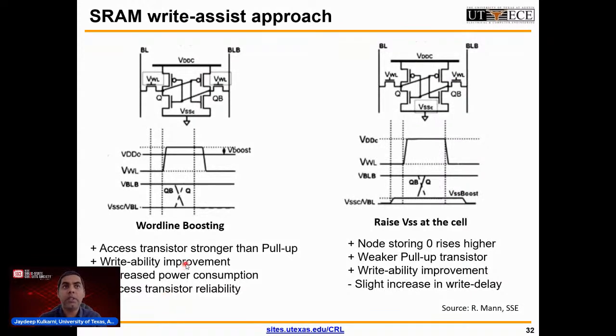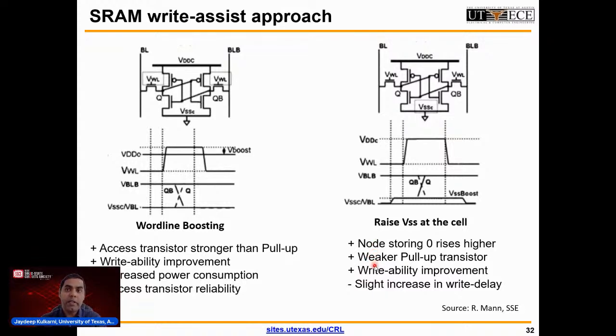The other approach is, instead of boosting the word line, what if we raise the VSS at this cross-coupled inverter pair? Because of that, the logic zero, which was initially represented at zero voltage, will now be represented with some raised voltage value. And as a result, it will be easier to flip the bit cell.